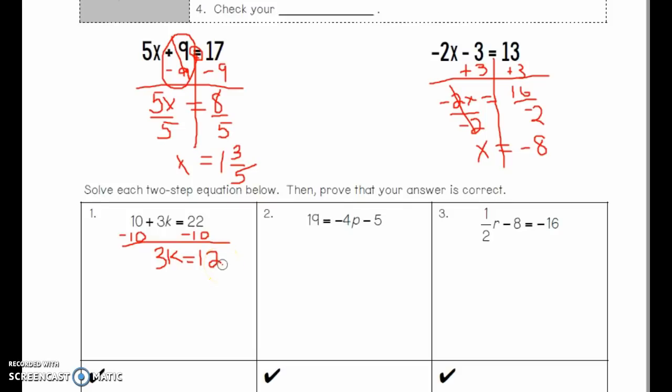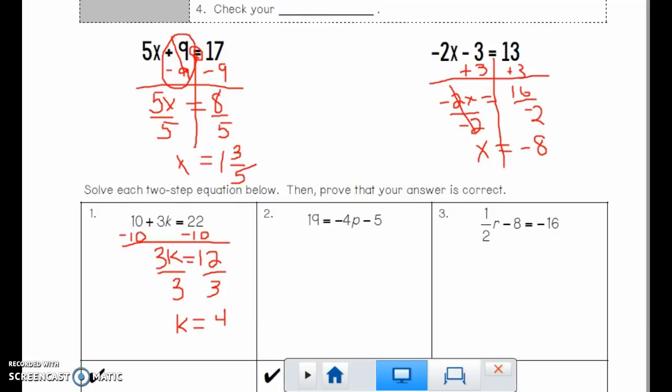Now I can take care of the rest. This is being multiplied. 3 times k is multiplication. 3k is multiplication. So the opposite is division. I'm going to divide each side by 3. And k equals 4. Now I really need to do my check. So make sure you have this work as it is because I'm going to scroll down and that means I lose the work. Okay, don't forget k equals 4.